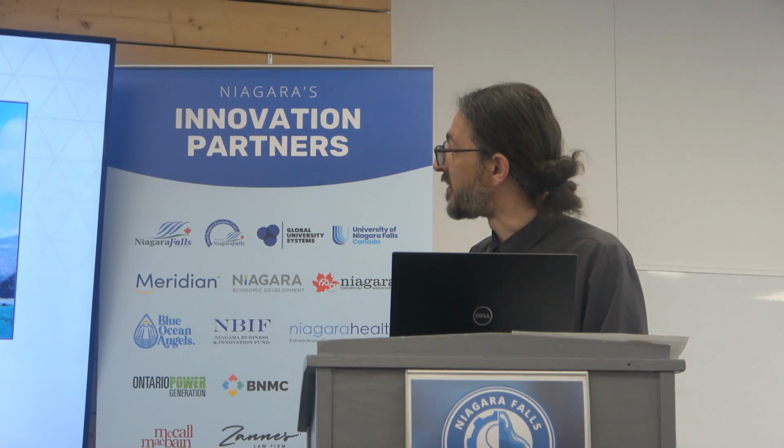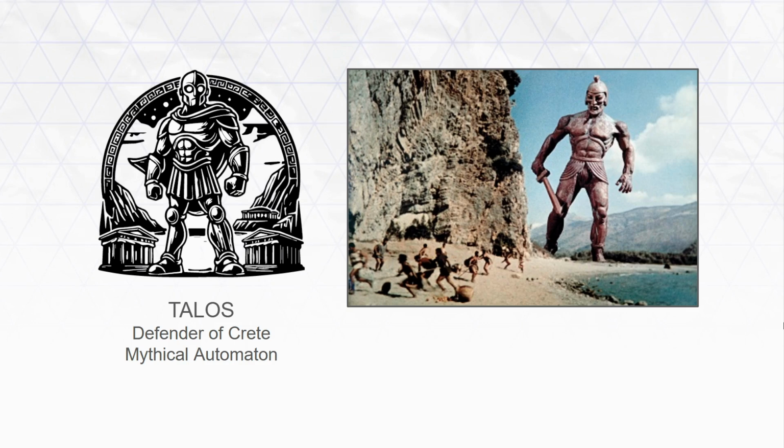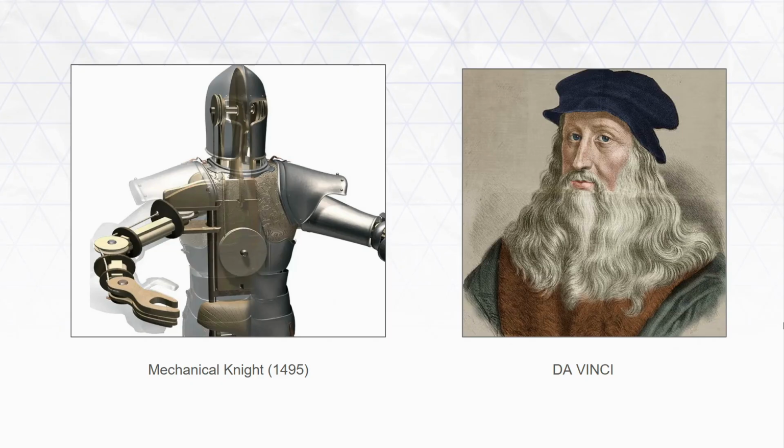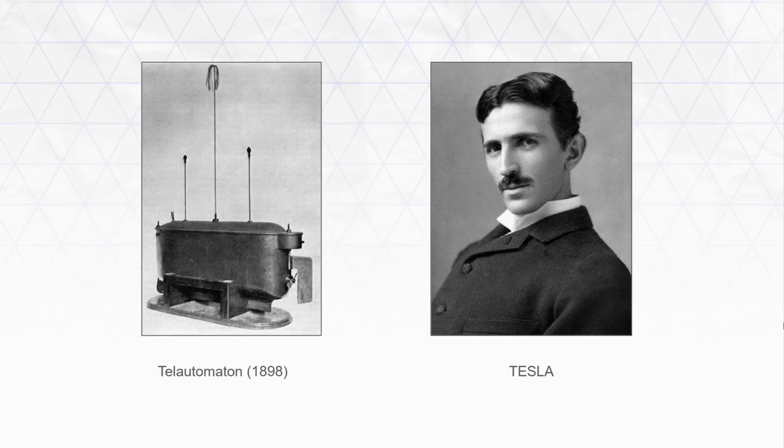Since we're talking about mythological approaches, let's talk about what an automaton is. The word is Greek. Talos is the first mythical automaton, a gift from the gods to protect the island of Crete. Da Vinci made the first robot with the mechanical knight in 1495. And Tesla, for whom we have a statue here in Niagara Falls, made the first wireless submarine in 1898, using technology that we still rely upon every day.